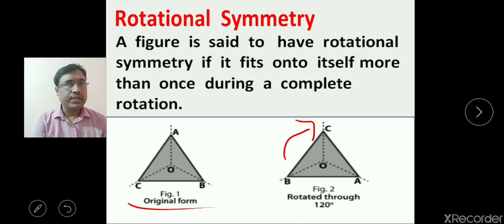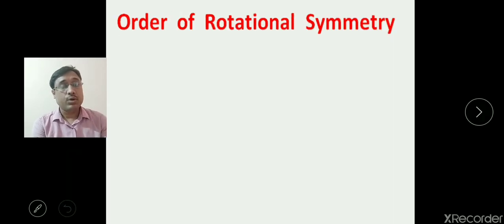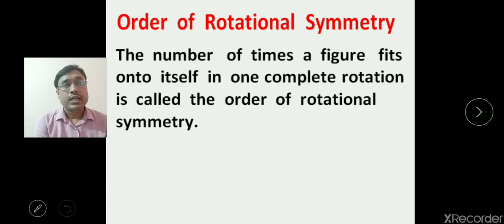So the number of times the figure takes its original shape, means it fits onto its original shape more than once during the complete rotation, then only you will say it has rotational symmetry, and this decides its order, that we will see. So the order of rotational symmetry is the number of times a figure fits onto itself in one complete rotation, called the order of rotational symmetry for that figure.